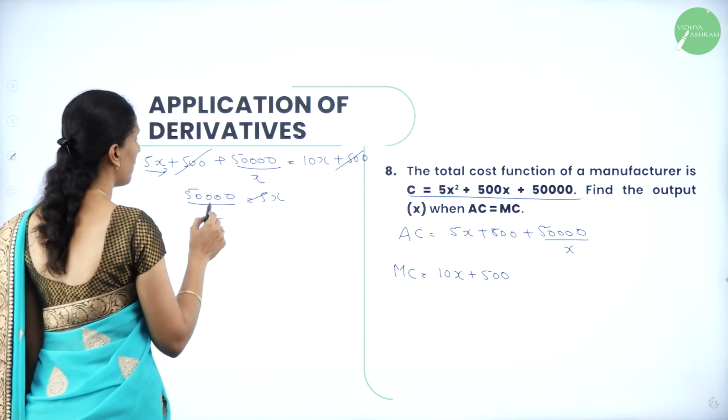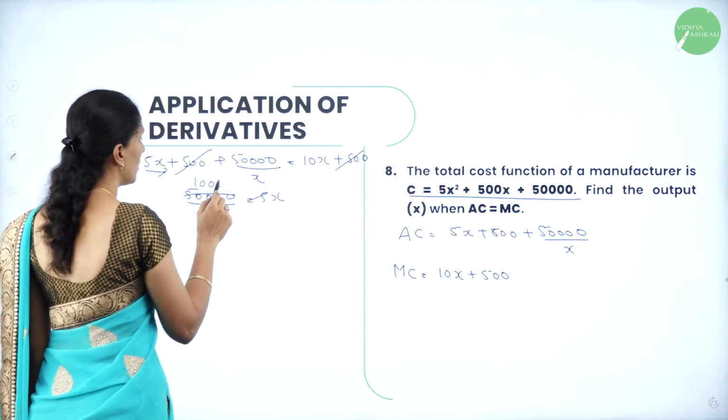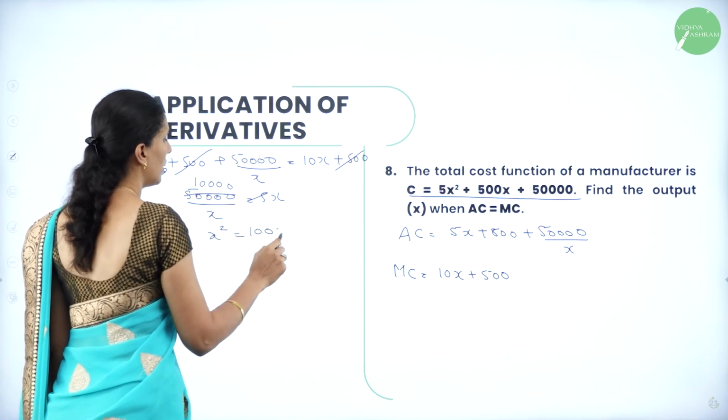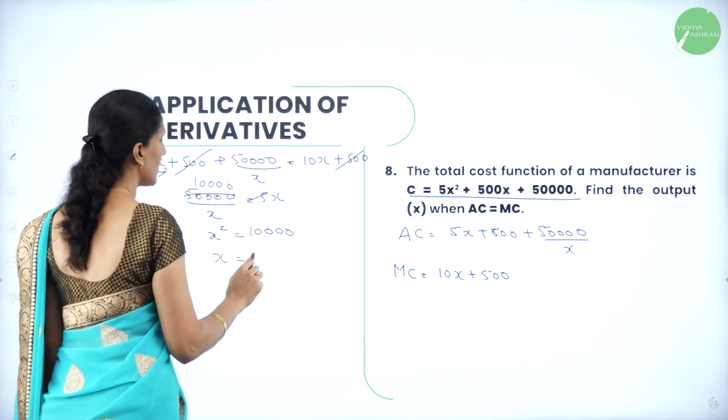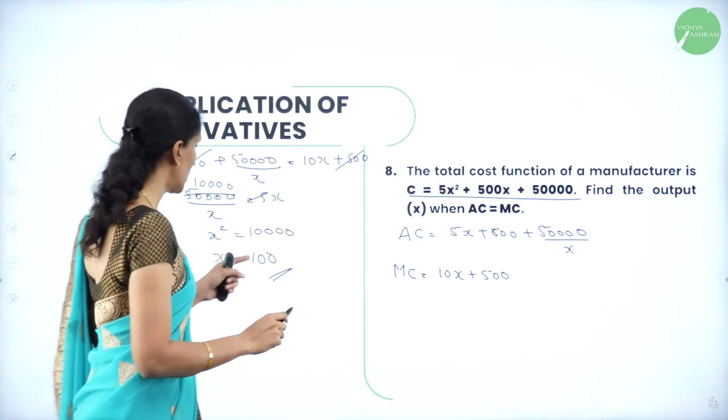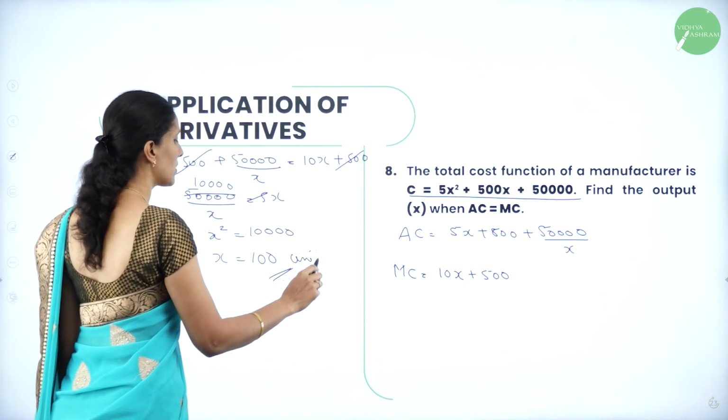So you can cancel, 5 ones are 5, 10,000. So you will get x square is equal to 10,000 or x is equal to 100. So this is the number of outputs, that is 100 units.